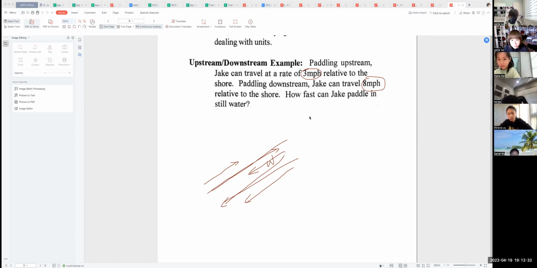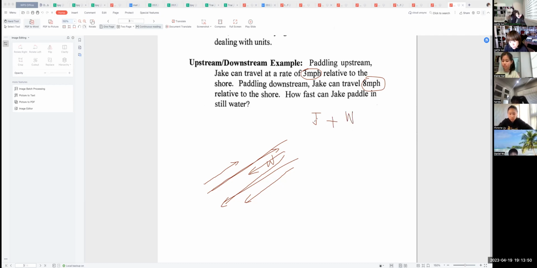Okay, very good. You got it. Okay. So how fast can Jake paddle in still water? That means there's no water speed helping him or disturbing him. So that's why we say the speed of Jake, and the speed of water we just say water.